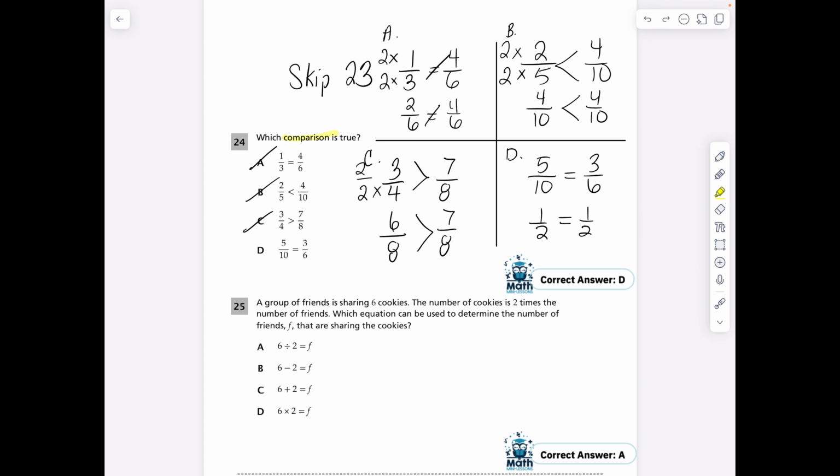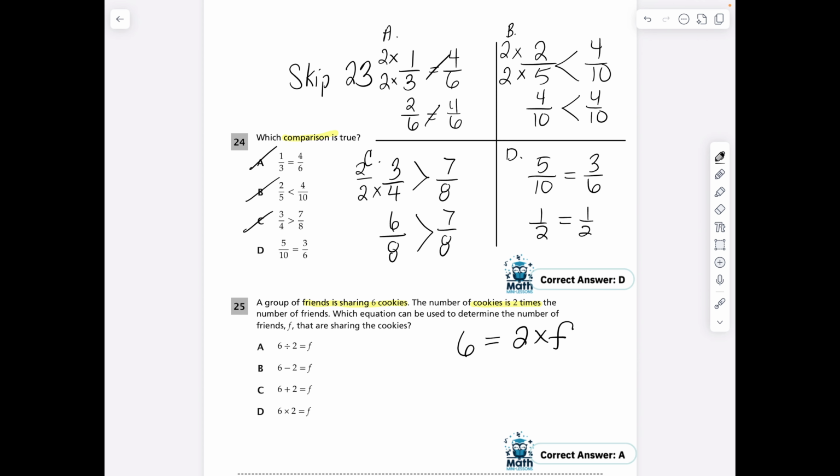Okay, so we have a group of friends, they share the 6 cookies. The number of cookies is 2 times the number of friends. Okay, so I have 6 cookies and the number of cookies is, so 6 is 2 times the number of friends. What I'm doing is translating the problem, and that's where I can get 6 is equal to 2 times the number of friends.